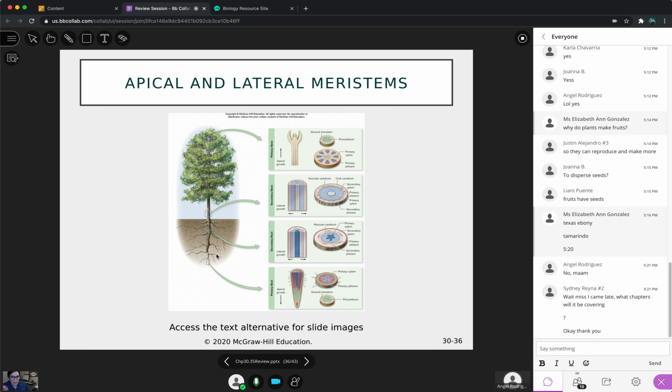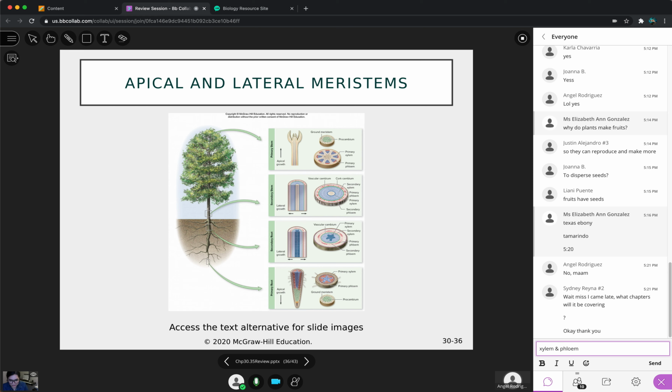When you see the words apical or lateral, that just means the direction. The apical meristem is going to be on top, and the lateral can be on the side or going down. I think you've seen these pictures in your lab work, like the vascular cambium. For sure, I hope that you all know what the xylem and the phloem are. Let me put those in the chat. Those will be on your test.